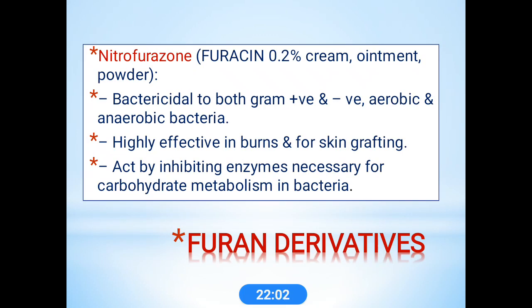Among the furan derivatives is nitrofurazone, available as a 0.2% cream, ointment and powder. It shows bactericidal action against both gram-positive and gram-negative, aerobic and anaerobic bacteria. Nitrofurazone is highly effective in burns and skin grafting. It mainly inhibits the enzymes necessary for carbohydrate metabolism in bacteria.